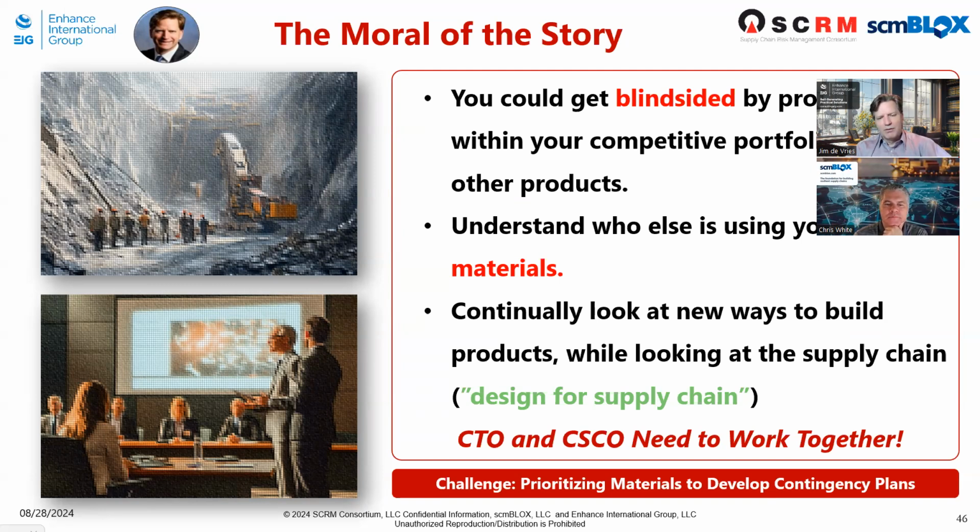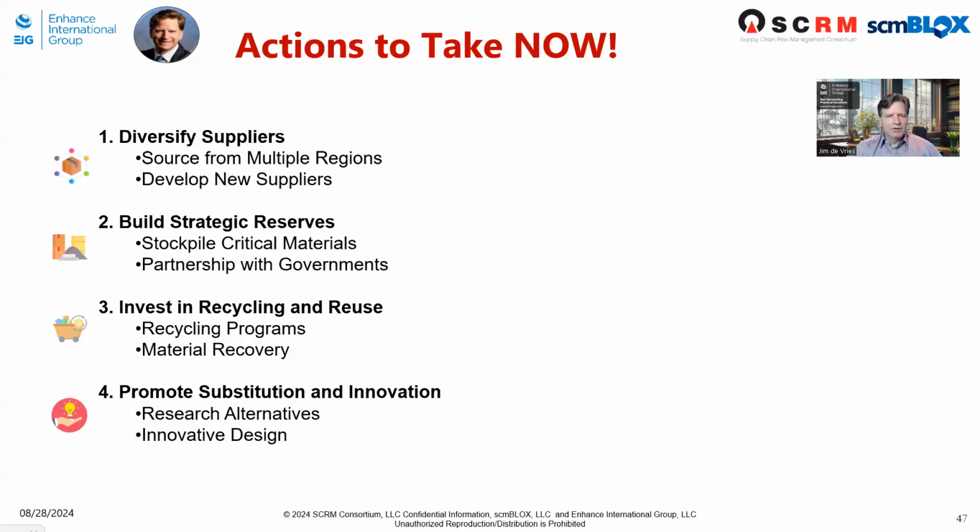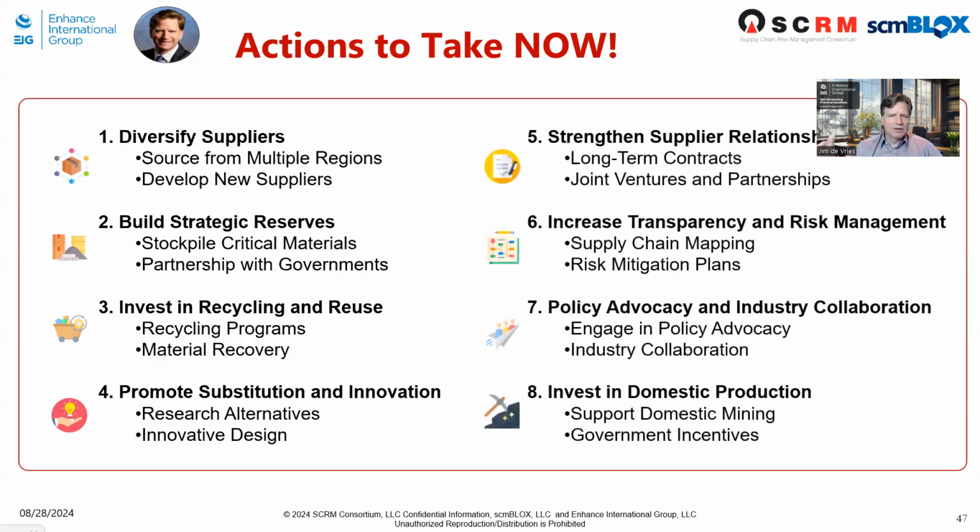So there are some actions you can take now. You can diversify your suppliers. You can build strategic reserves, invest in recycling and reuse, promote substitution and innovation. You can strengthen supplier relationships, increase transparency and risk management, be a policy advocate and drive industry collaboration, as Greg mentioned a few minutes ago, and invest in domestic production. So increase the breadth of your vertical instead of being so spread out.